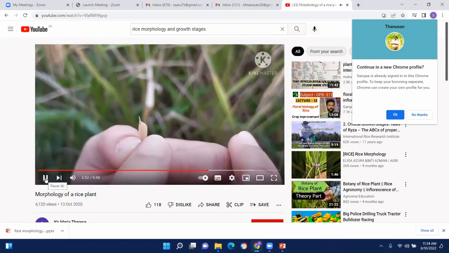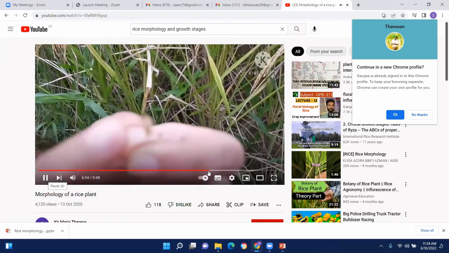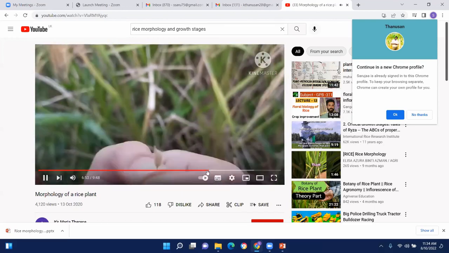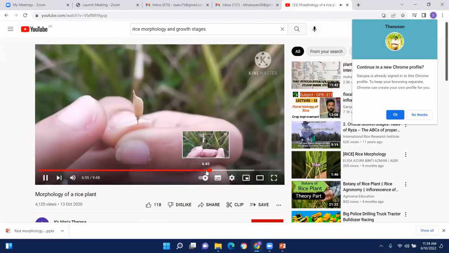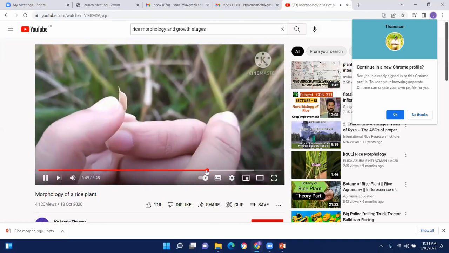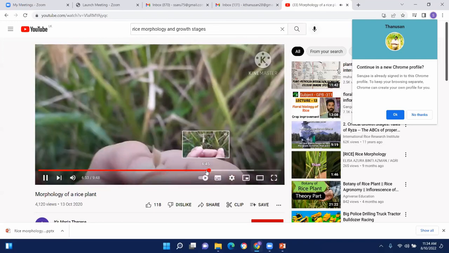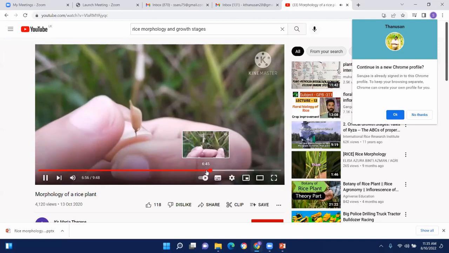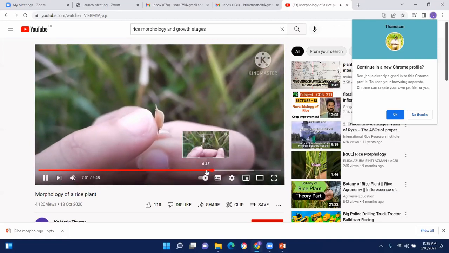Above the lemma and palea, this is what we call the awn, which we can find here. This organ is thought to aid in seed dispersal and prevent predation by animals.